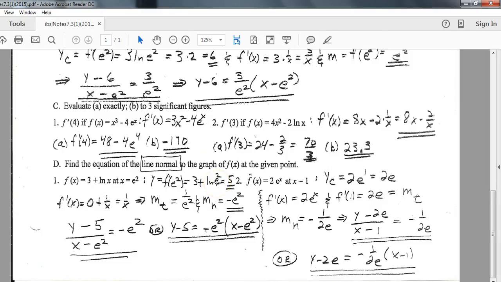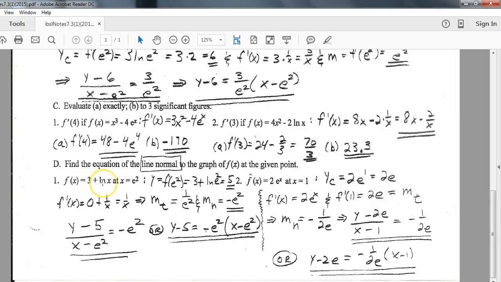So I replaced x with e squared. Again, the base of e and the natural log eliminate each other, and I just get a 2 out of that. So I'm looking at 2 plus 3, which is 5. I now have a y coordinate. All I need is a slope. If I sub this into my derivative, I'm going to get a slope.